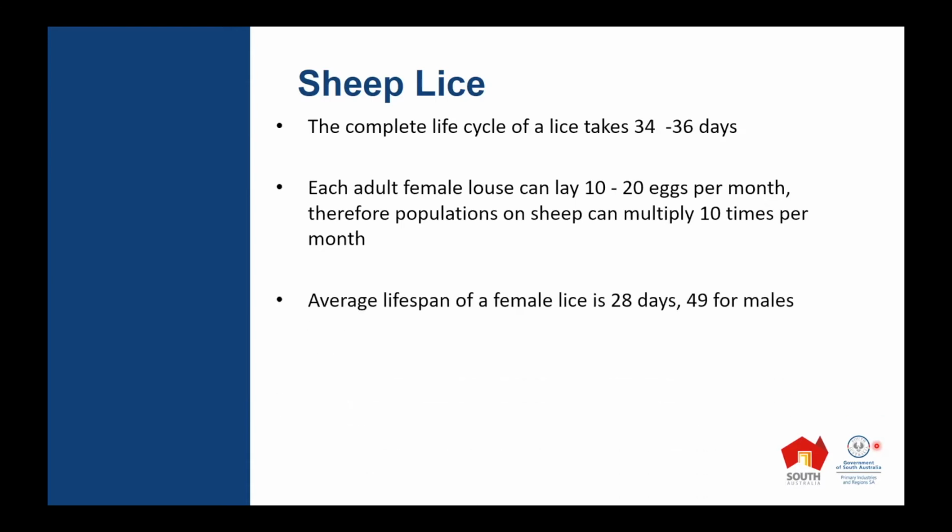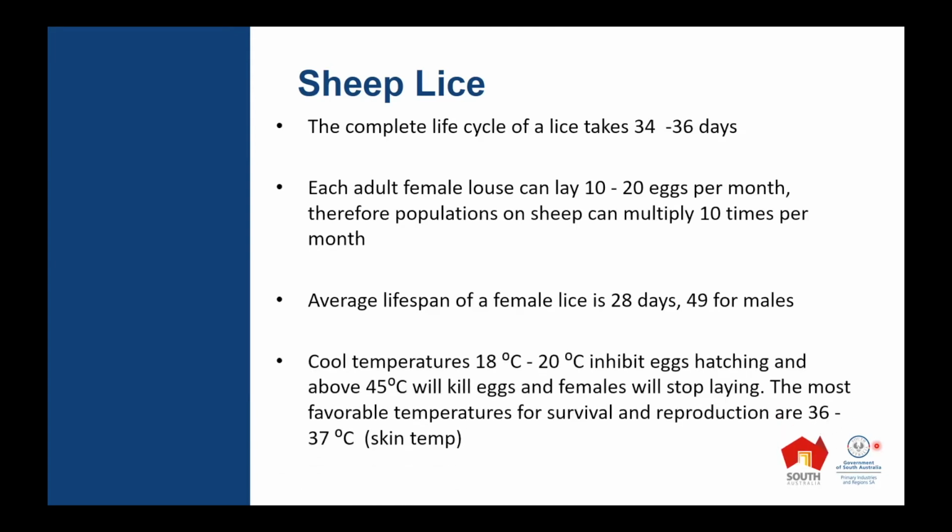So the average lifespan of a female lice is 28 days. The males live a bit longer. They like cool temperatures, so 18 to 20 degrees. Above 45 will kill the eggs and females will stop laying. So the most favourable temperatures for survival are 36 to 37, which is on the skin.